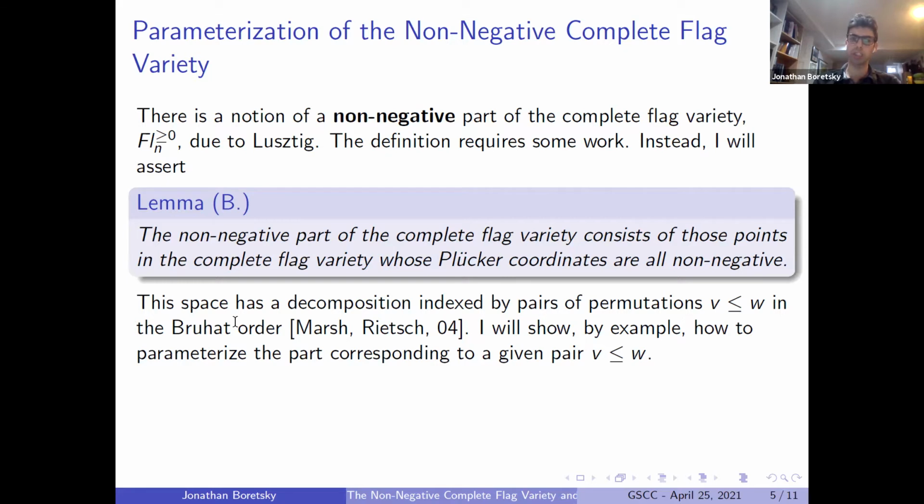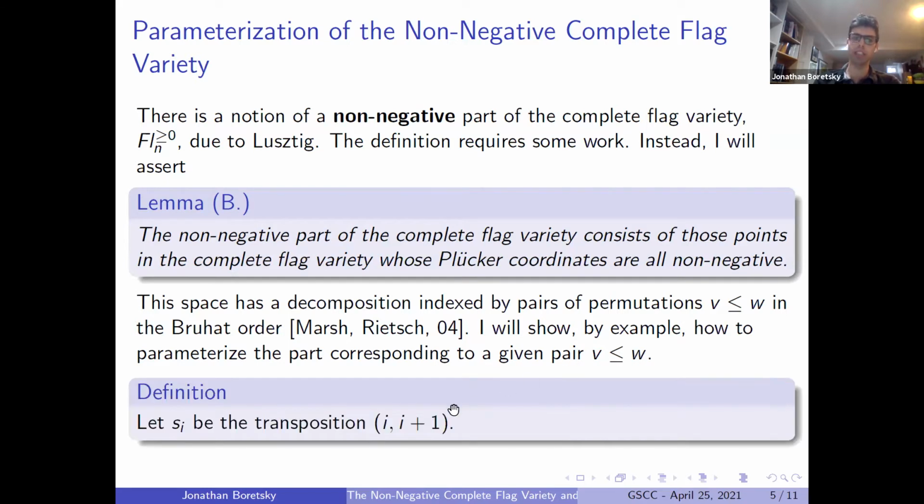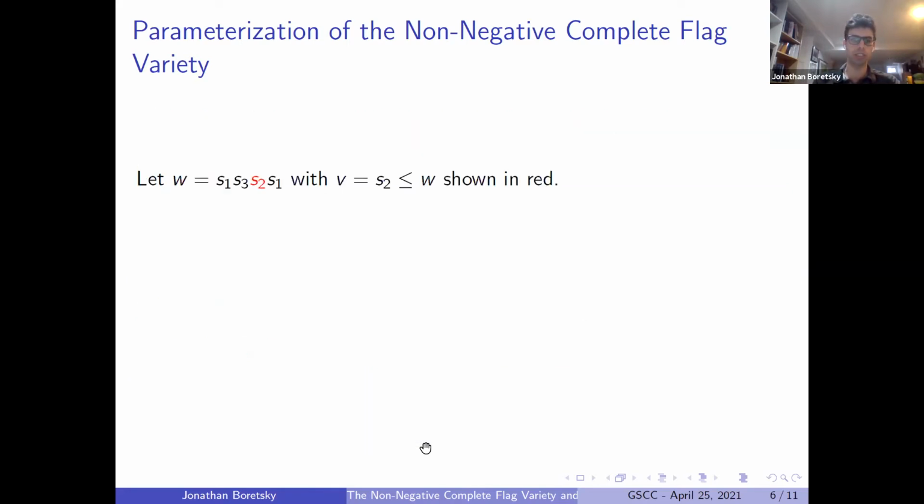What I'm going to do is show by example a way to parameterize one of the pieces of this decomposition for some given pair v less than or equal to w. Before I get to that, I just need one piece of notation. I'm going to let s_i be the transposition (i, i+1). So it's the permutation swapping i and i+1, the simple transposition.